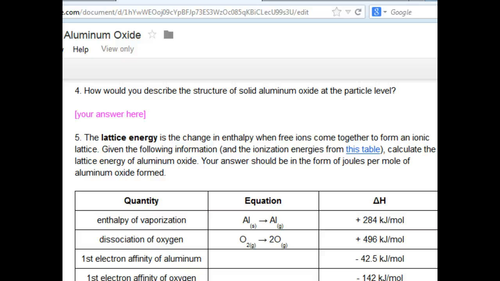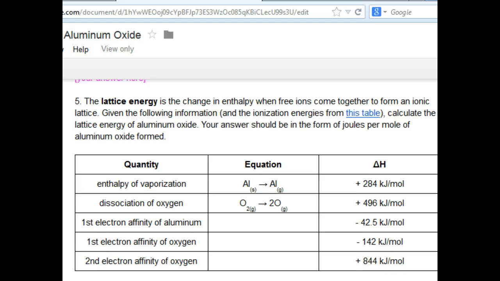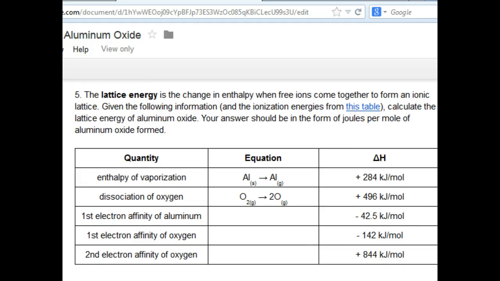Hi Mark, number 5 on your worksheet is a hugely difficult problem. It's pretty advanced. Not sure why it's in your first year chemistry class. The lattice energy calculation from the given data here is known as the Born-Haber cycle. Born for Max Born, Nobel Prize winner. Haber for Fritz Haber, also Nobel Prize winner from a couple centuries ago.